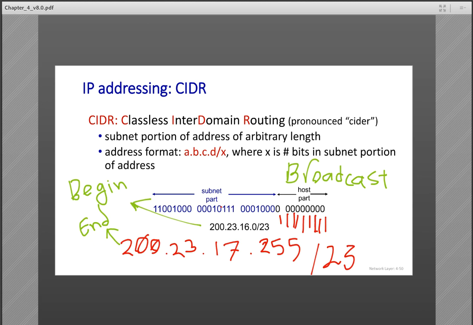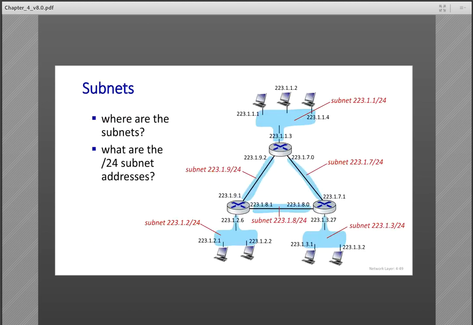So for a link, something like this here, I can use a subnet mask of /30 instead of having /24. Okay, it's better for me to manage these resources.